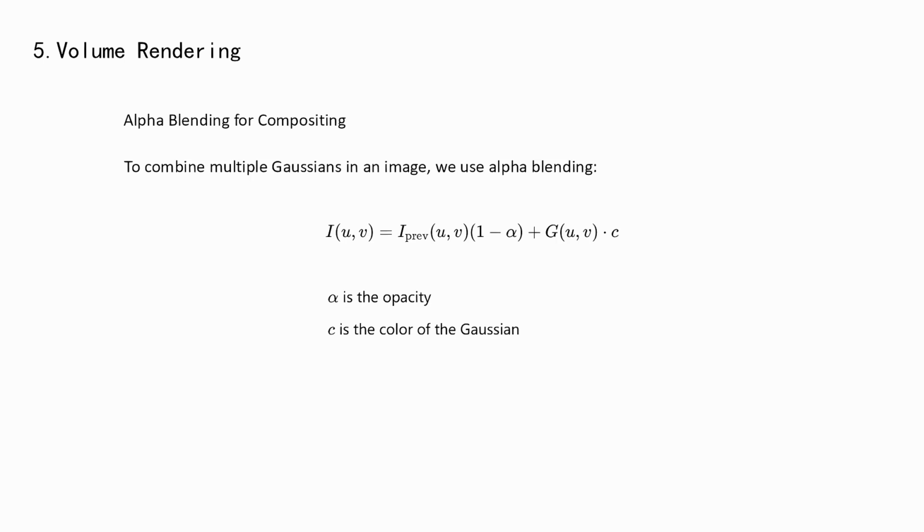Volume rendering. Alpha blending for compositing. To combine multiple Gaussians in an image, we use alpha blending as follows. Alpha is the opacity. C is the color of the Gaussian. This ensures smooth blending of overlapping Gaussians.